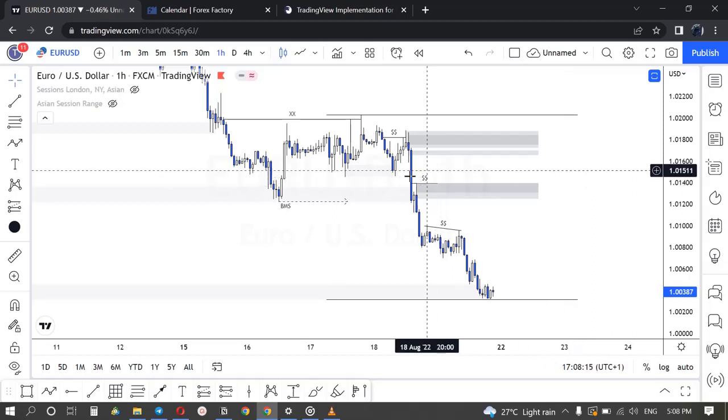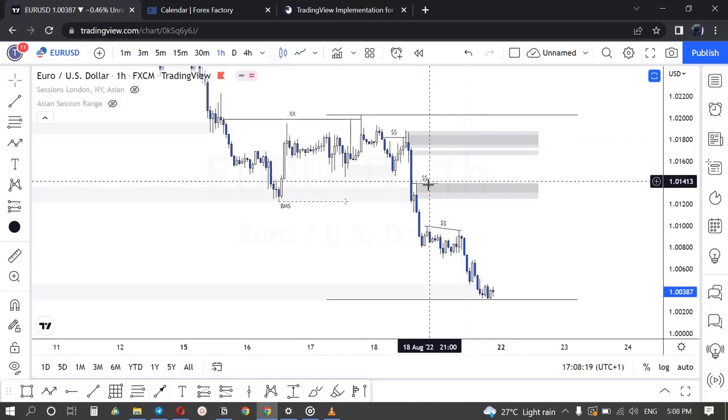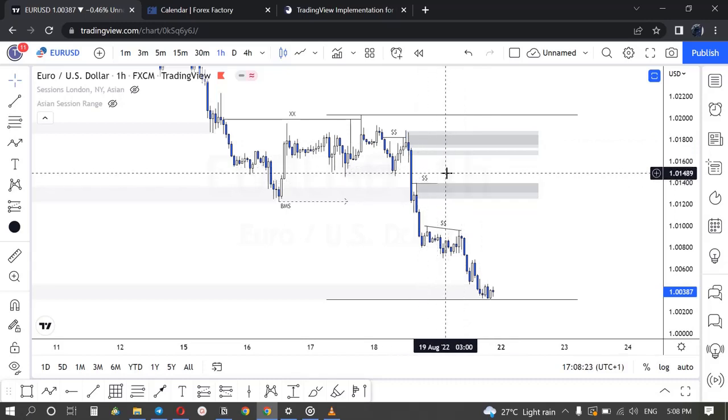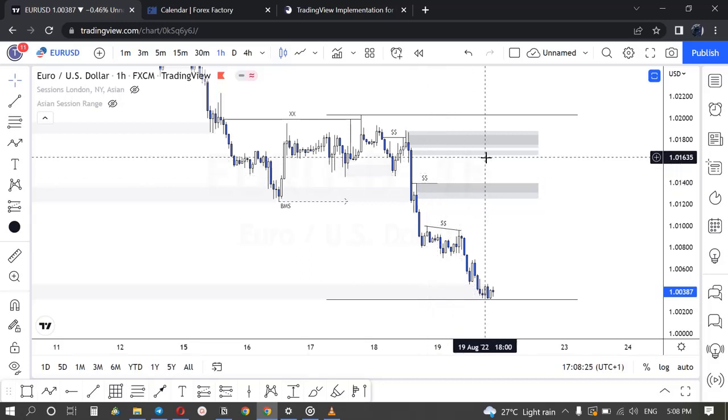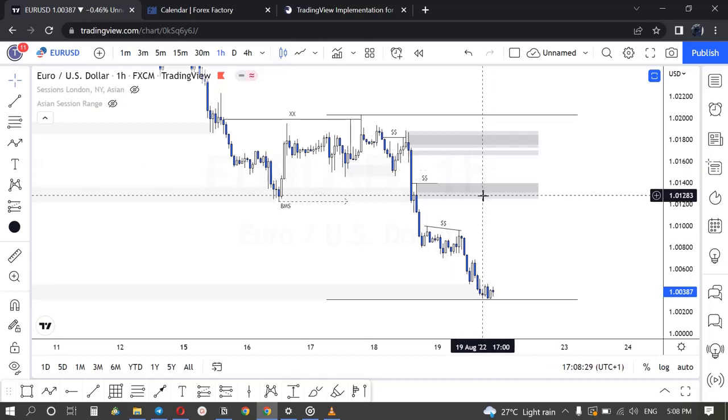So we need to see price coming back to this area to clear this liquidity and close this fair value gap, right? That's the imbalance. So that is our anticipation, right?